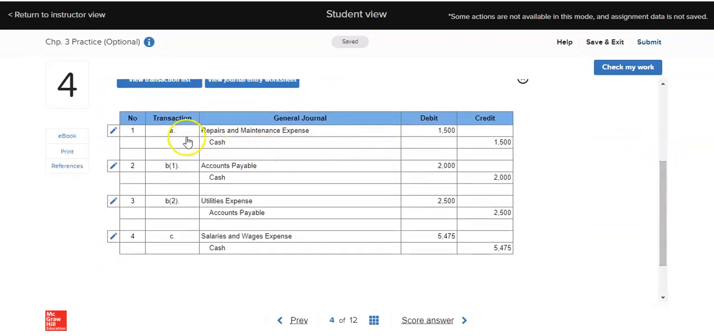In transactions A and C, in both cases, the benefit of the cost was received in the month of July, and it was paid for in the month of July. In transaction B, we're paying for something that was received the prior month, electricity expense that was received in June, so we could not debit the expense account. We reduced our liability, our debt, for that electricity.